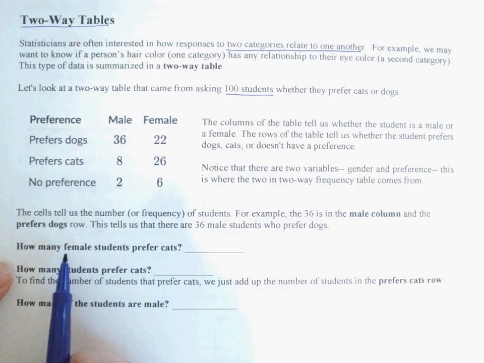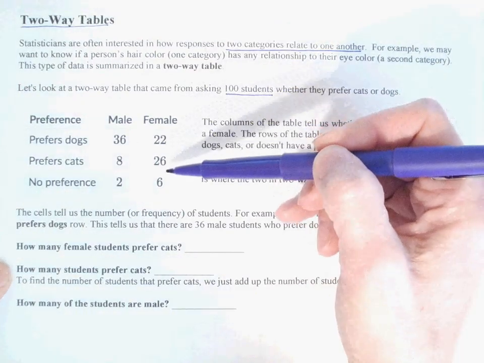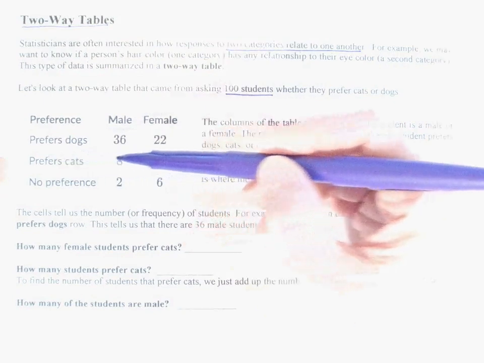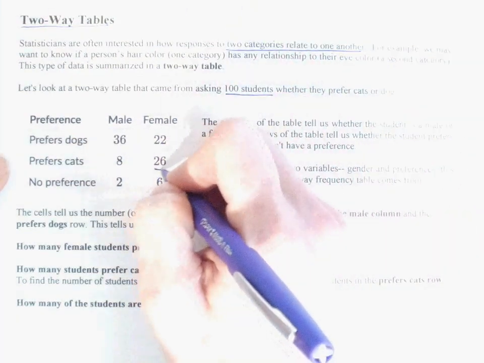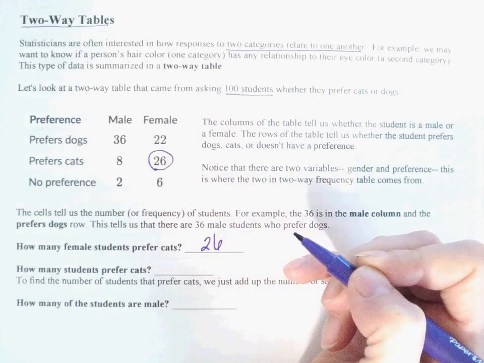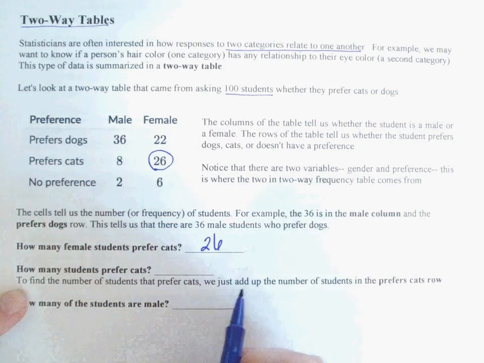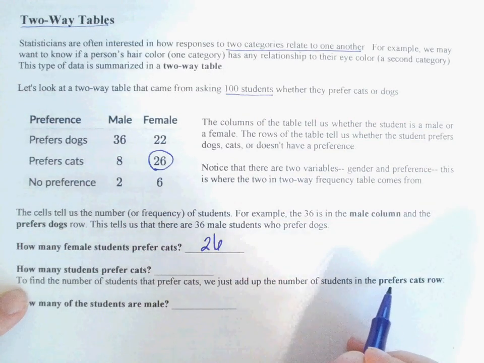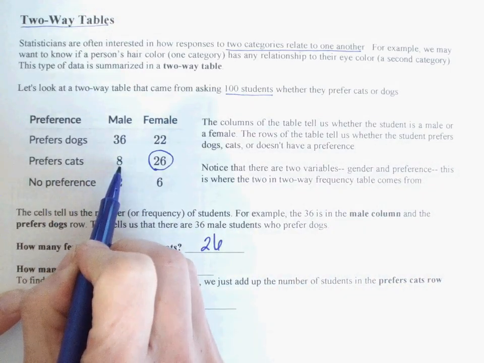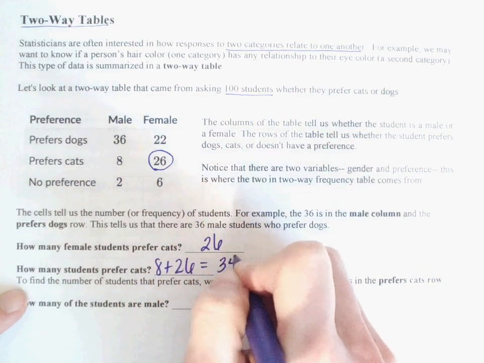My first question for you is, how many female students prefer cats? So we're going to go to the female column and we are going to find where it prefers cats, and we see that it is 26. So we could write that down right there. How many students prefer cats? To do this, we're going to get the number of students who prefer cats and add them up from the prefers cat row. So prefers cat, that is going to be 8 plus 26, and the total is 34.